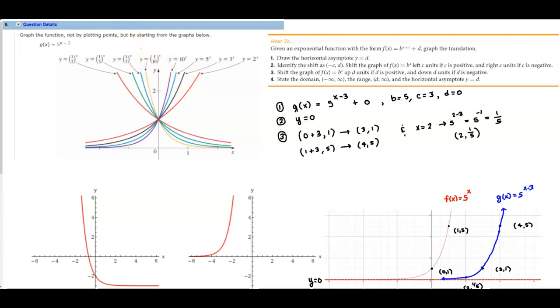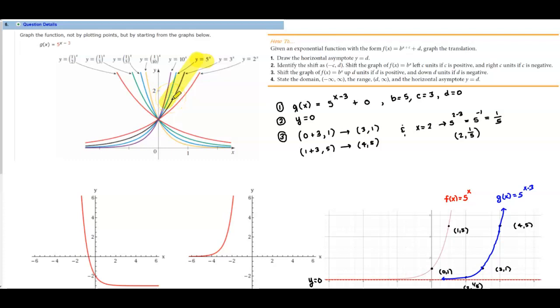And that parent function would be the one with the same base. So if we take a look at this, the base is 5, so therefore we're looking at this base here, which is 5 to the x, and that's the one that's in blue. So that's the graph that we want.